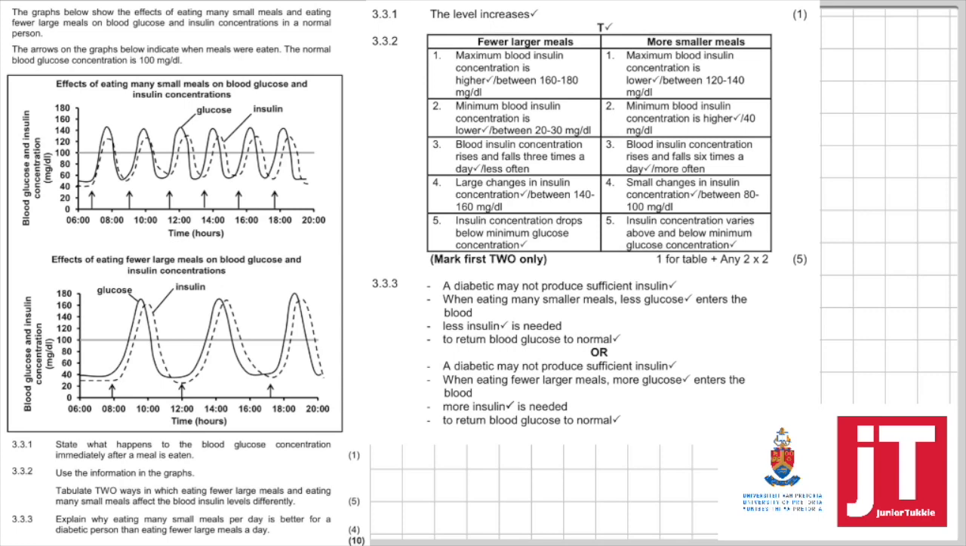3.3.1. State what happens to the blood glucose concentration immediately after a meal is eaten. So can you see what happens after a meal is eaten? Can you see what's happening? The blood glucose concentration will increase.